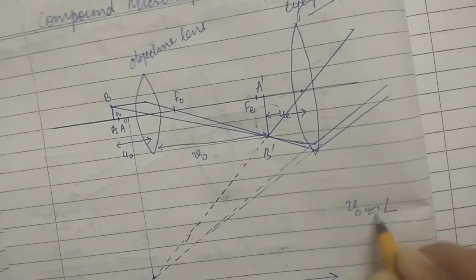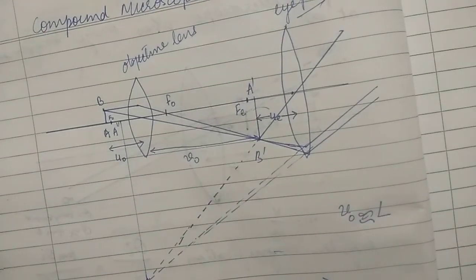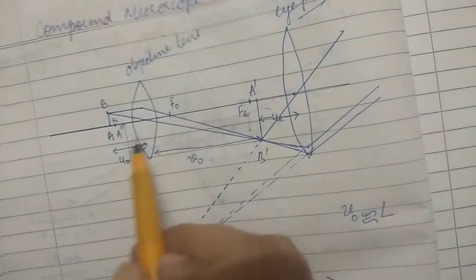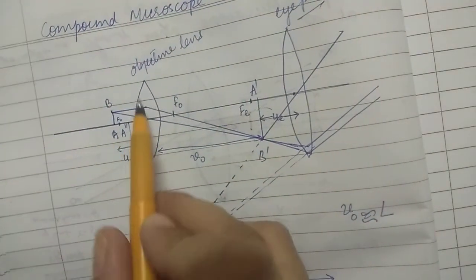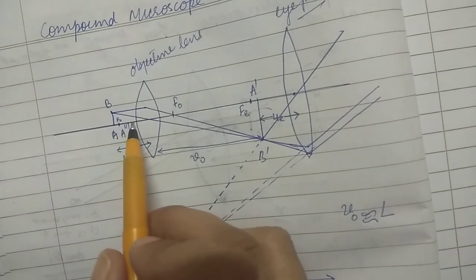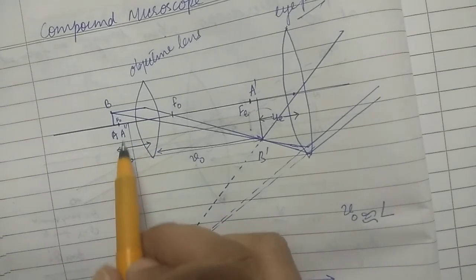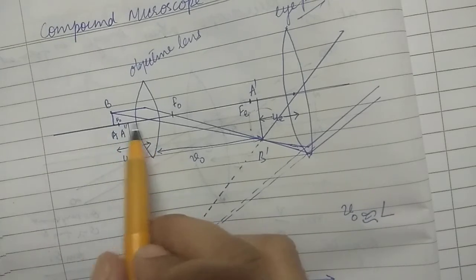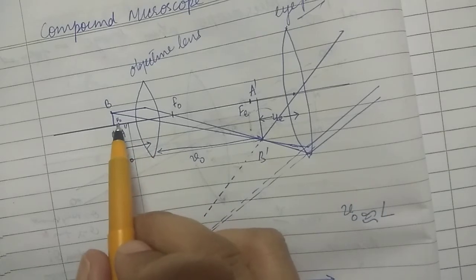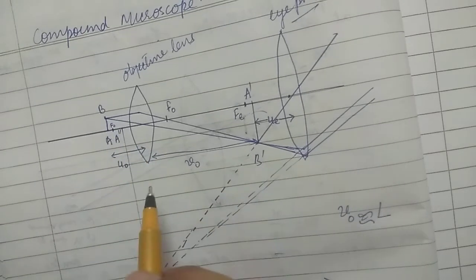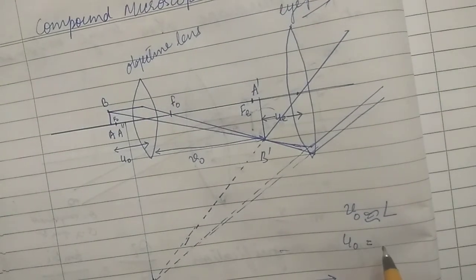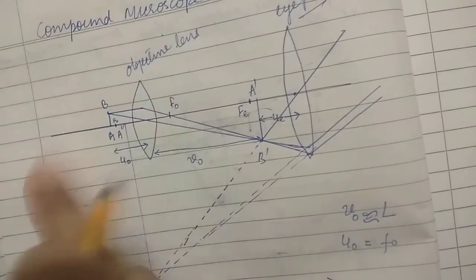So V naught is approximately equal to the length of the microscope tube. And U naught is what? Because this is a very small lens of small focal length, U naught can be approximated to F naught, the focal length of the objective, because this point is lying very close to F naught. So one more approximation we are going to use here. U naught can be taken as F naught, but this is towards this side, so I'll use a minus sign here.